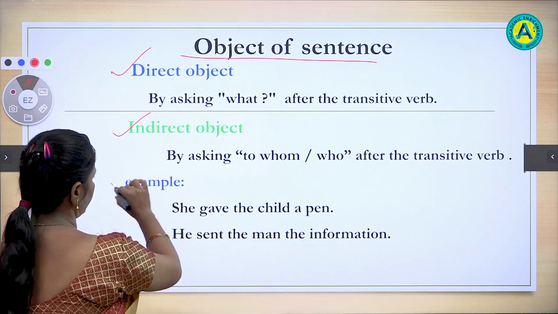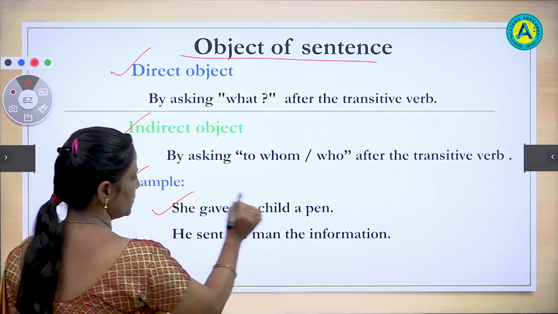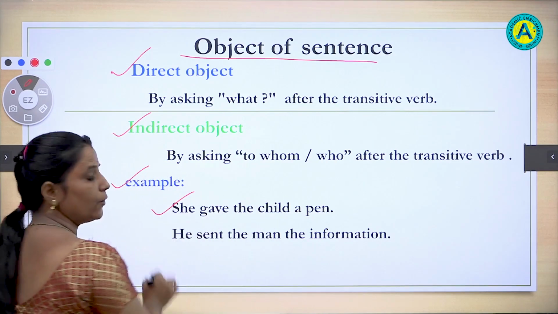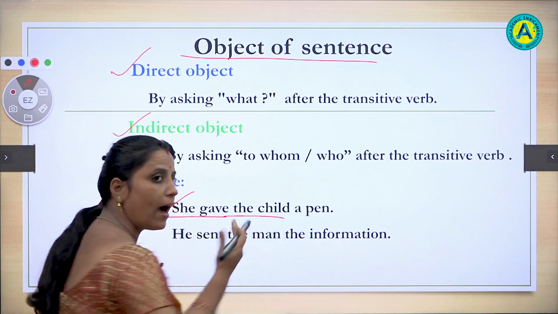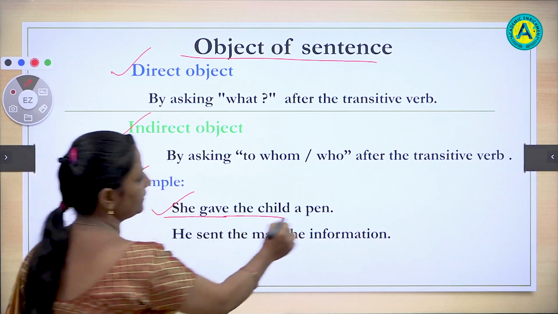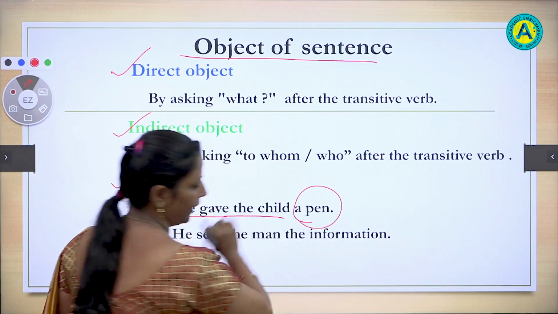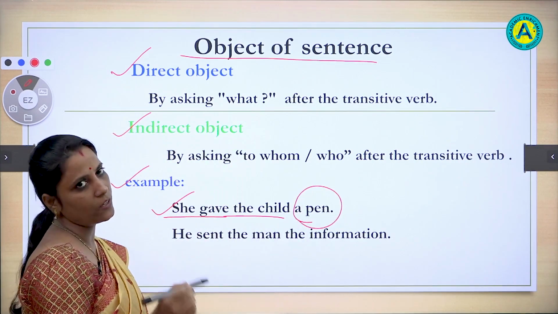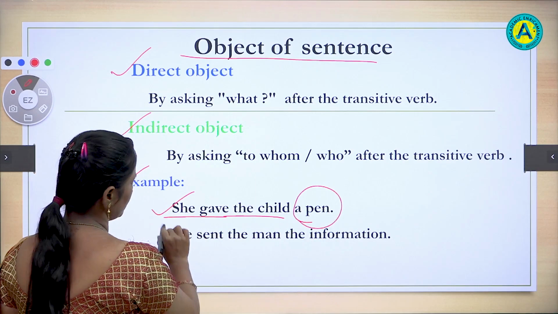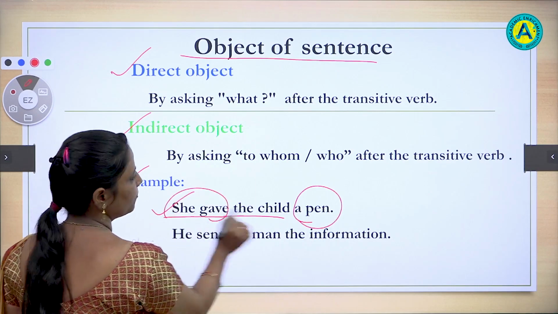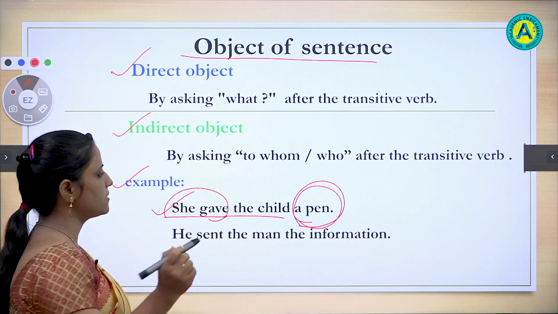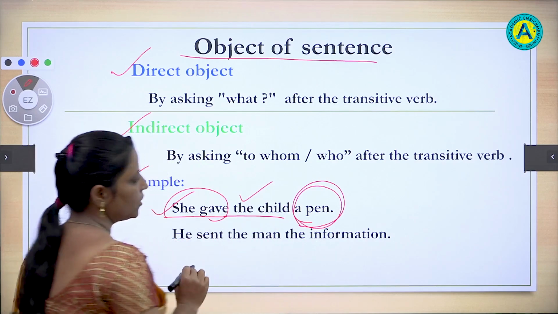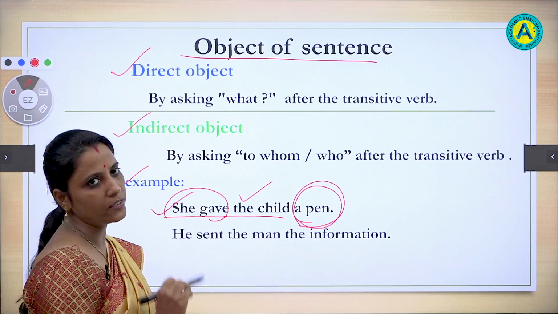Let's discuss some examples. She gave the child a pen. Here we can ask a question. She gave the child what? Yes, students, the answer is a pen. So it is the direct object. And we will ask another question. She gave a pen to whom? Yes, students, the answer is the child. So it is the indirect object.